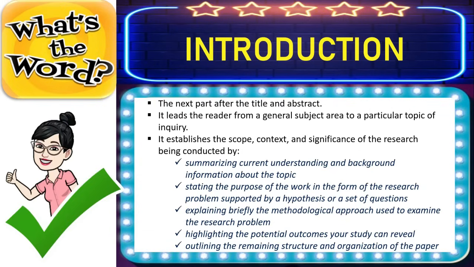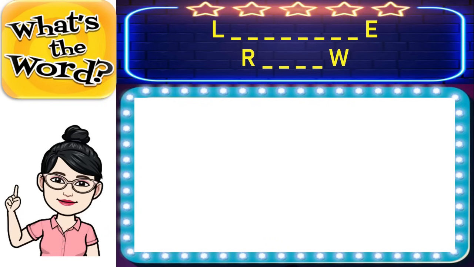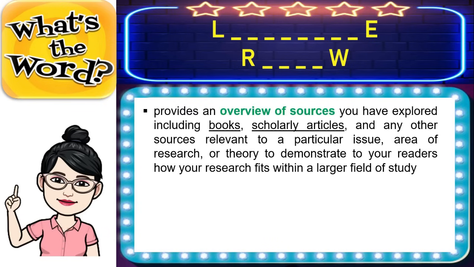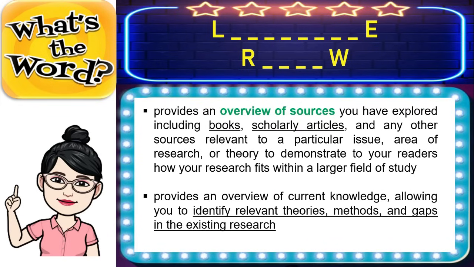If you answered introduction, then you are correct. Word number 5. It provides an overview of sources you have explored, including books, scholarly articles, and any other sources relevant to a particular issue, area of research, or theory to demonstrate to your readers how your research fits within a larger field of study. It also provides an overview of current knowledge, allowing you to identify relevant theories, methods, and gaps in the existing research.